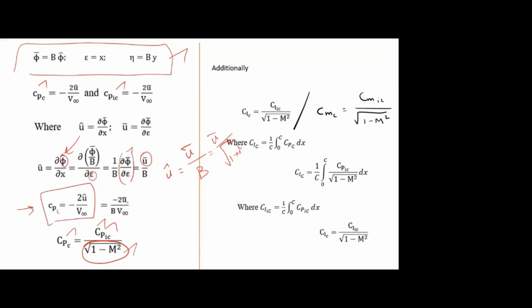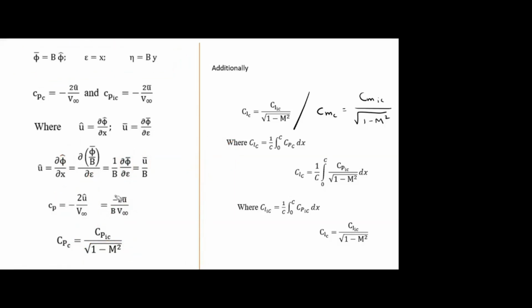Instead of u cap, I am substituting u bar by B, and then again, instead of B, I am substituting root of 1 minus M square. This term is Cp incompressible. Similarly, you can write the CL and CM equations also. CLc is equal to CL incompressible divided by root of 1 minus M squared.